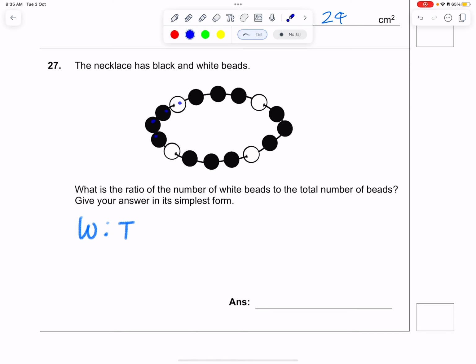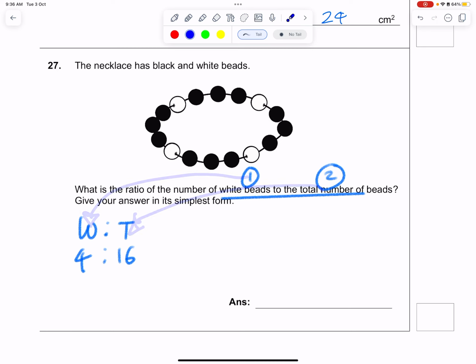1, 2, 3, 4, 5, 6, 7, 8, 9, 10, 11, 12, 13, 14, 15, 16. So, all in all, my total is 16. And my white is actually 1, 2, 3, 4. Now, be very careful because the position of white is number 1 and the total is number 2. It needs to tally. It cannot be T is to W. It needs to be W is to T.